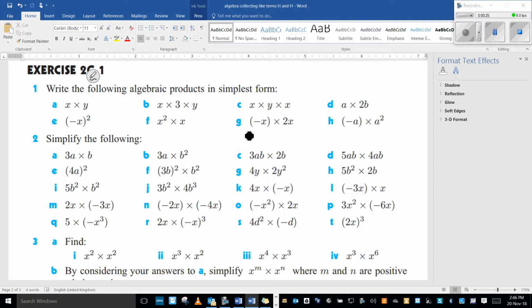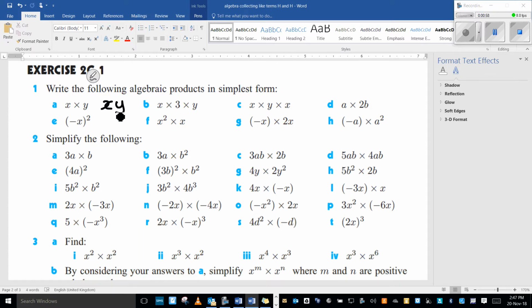Letters would just be written literally next to each other, but without the multiply sign. Numbers would be multiplied together, and then letters would be written in alphabetical order. So if I just had x multiplied by y, you would just write the answer as xy. Question finished. We put the letters together, and they're in alphabetical order. We no longer have the multiply sign.